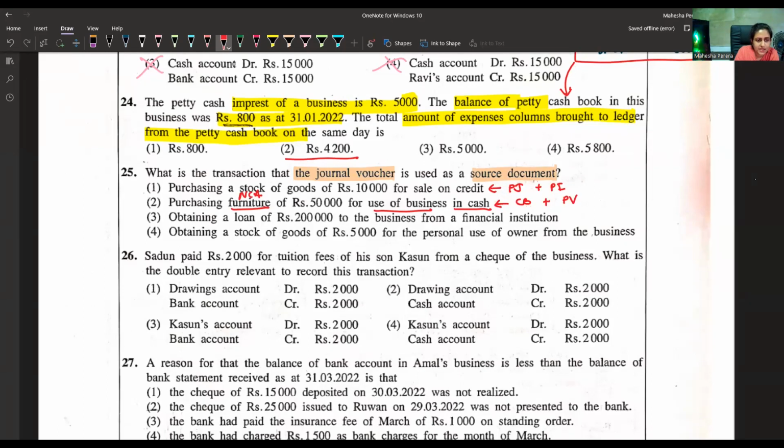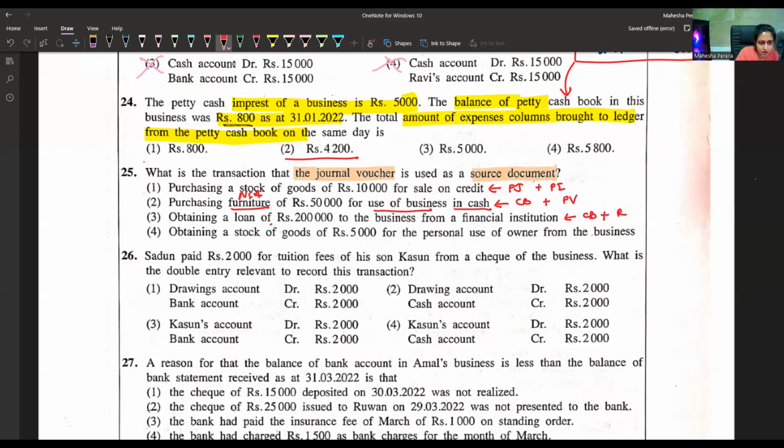Next one. Obtaining a loan from a financial institution. Obtaining a loan is recorded in the cash book because it's a cash transaction. What's the source, darling? Receipt. Money is coming into the business from the loan. So the receipt, and as a cash transaction, the cash book. So the answer must definitely be four.